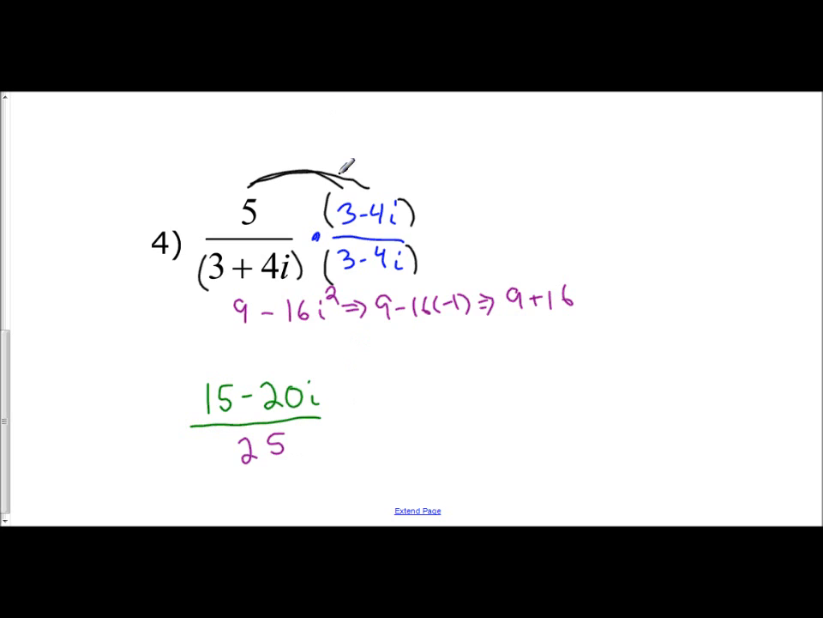All of these numbers, 15, 20, and 25, can be simplified. They're all divisible by 5. So I get 3 minus 4i over 5. And that is the simplified form, the rationalized form of 5 over 3 plus 4i. You now have a rational denominator. You cannot leave your answer with an imaginary one. So you multiply by a clever form of 1 using the conjugate.